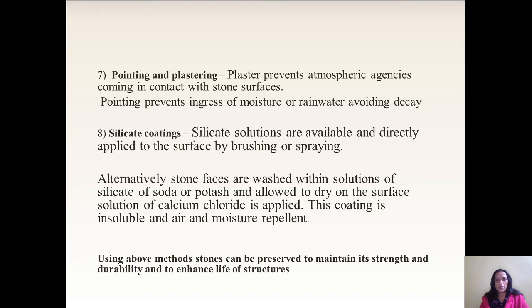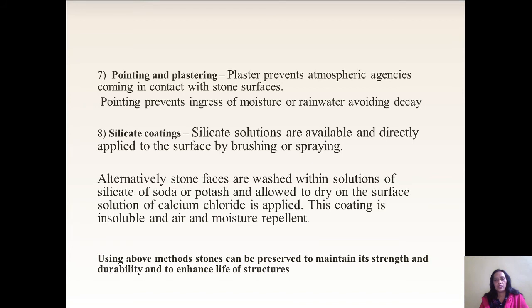The alternative method is that stone faces are washed with a solution of silicate of soda or potash and allowed to dry on the surface. The solution of calcium chloride is applied on the dry surface. This coating is insoluble and air and moisture repellent.